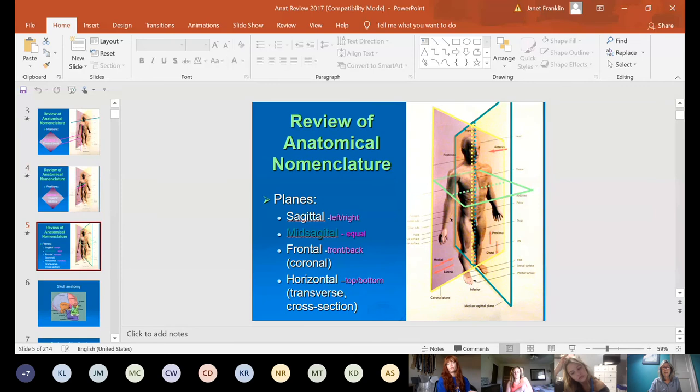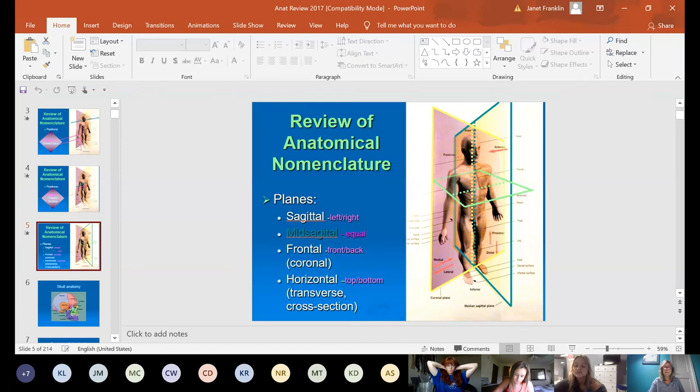Then we've got your planes. If you were to section something, you've got the sagittal plane, the mid-sagittal, frontal, horizontal, transverse. So horizontal or transverse is going this way, like the horizon. And then frontal or coronal mean the same thing, so they could use those interchangeably. It seems like most of the time, if you're reading a science article, they're going to use coronal, not frontal. They'll use transverse rather than horizontal. Those are just the more scientific terms.